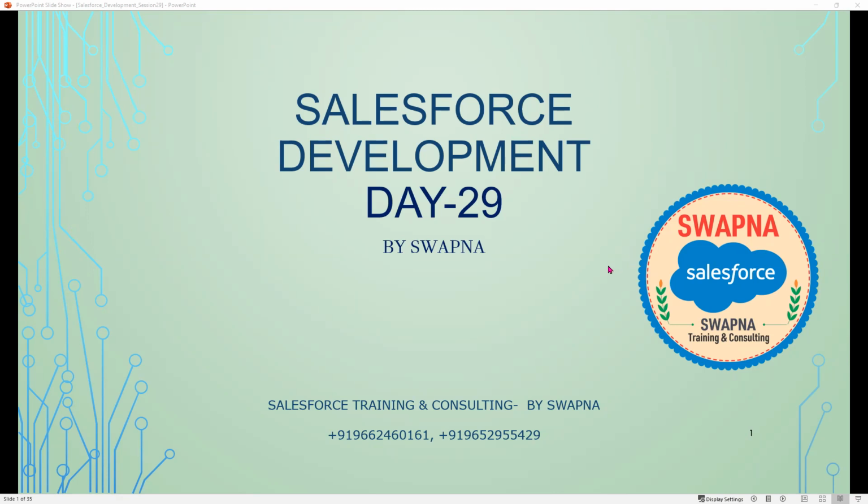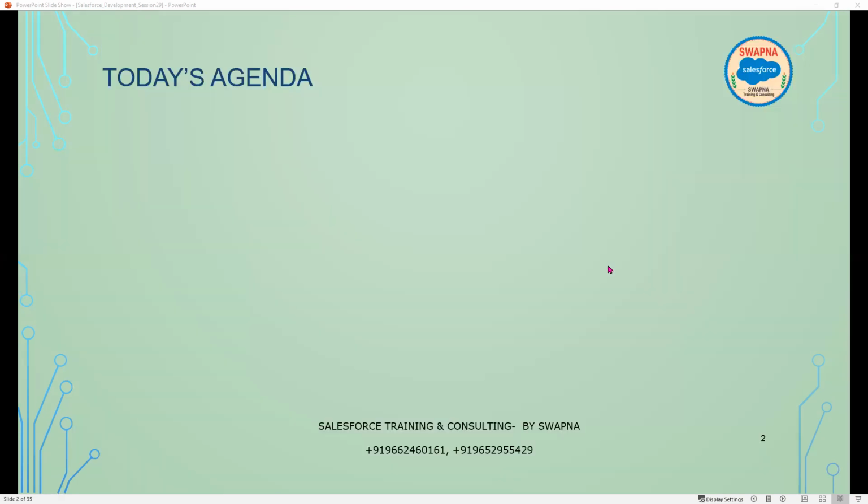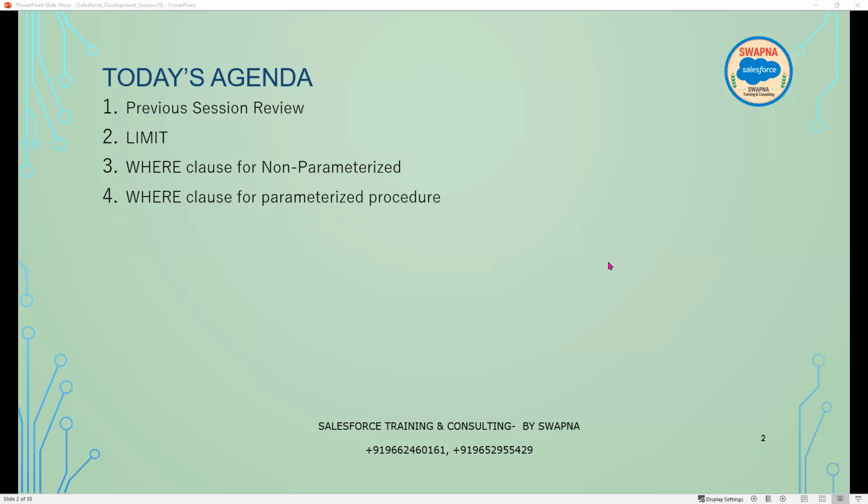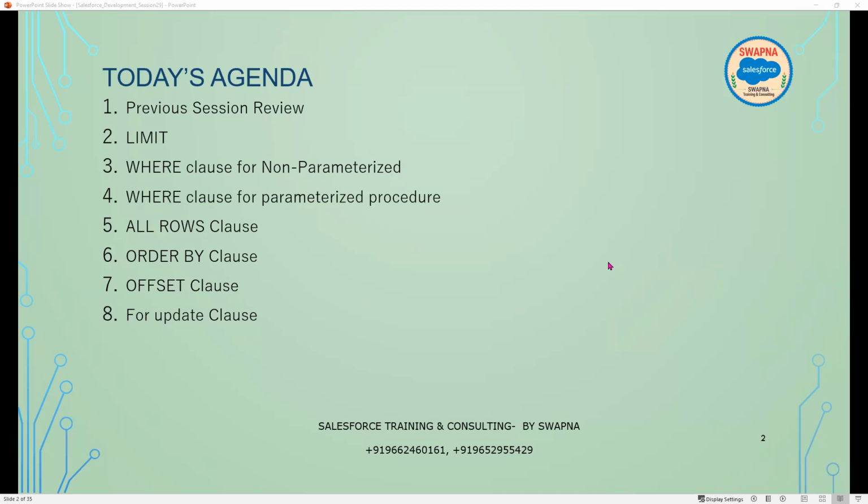Let's see what we are going to learn today. We'll quickly go through the previous session overview and we'll talk about the limit, how to use the limit in SOQL, and WHERE clause in non-parameterized and parameterized procedure, and all rows clauses, how to use all rows clauses and ORDER BY, OFFSET clause, FOR UPDATE clause. These are the ones which we are going to see today.